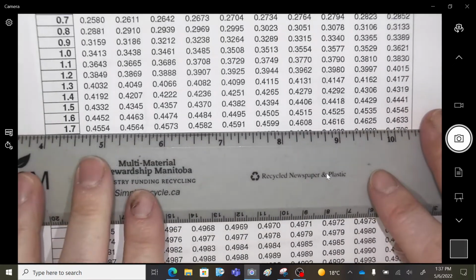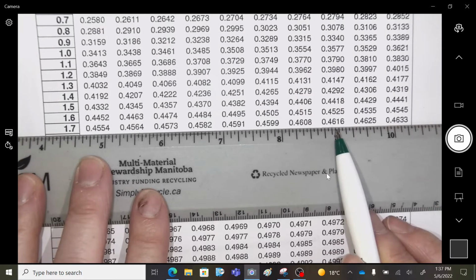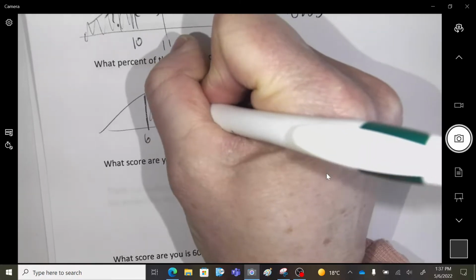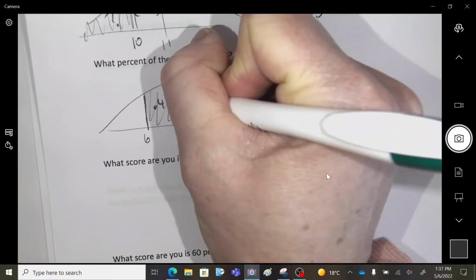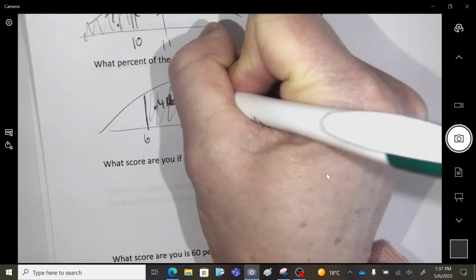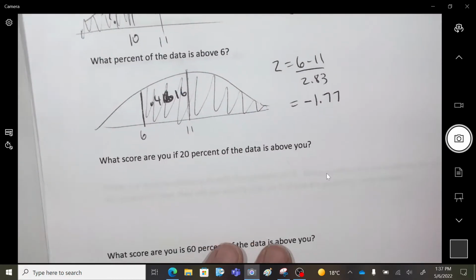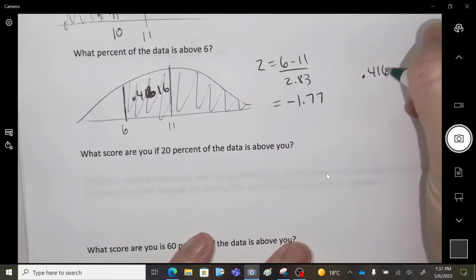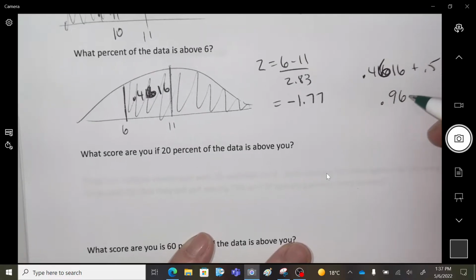So 1.77. So here's my chart number, 0.4616. So what do I want to do to get that whole section? I'm going to have to add it to 0.5. So 0.9616.